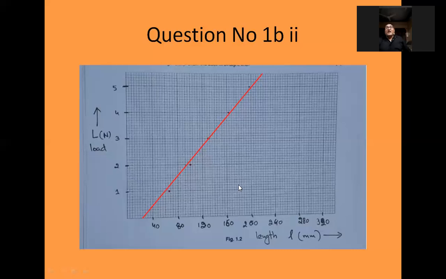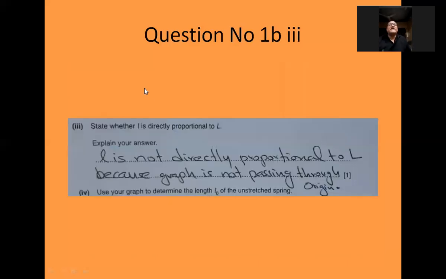Why I'm saying this, you can tell from the graph, because any 2 quantities which are directly proportional to each other, their graph always passes through the origin. So this graph is not passing through the origin. If the graph would have passed through the origin, then we can say that they are directly proportional. But right now, they are not directly proportional because the graph is not passing through the origin. So I have written this answer. You can see that the length is not directly proportional to the load, because the graph is not passing through the origin. So it's a 1-mark question.